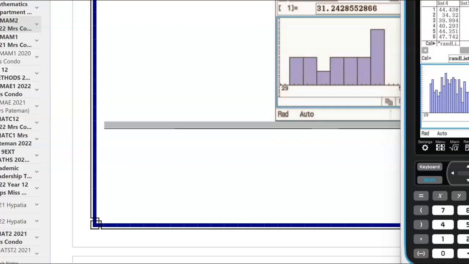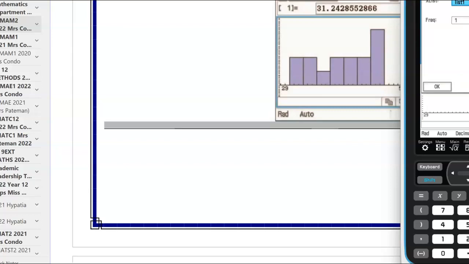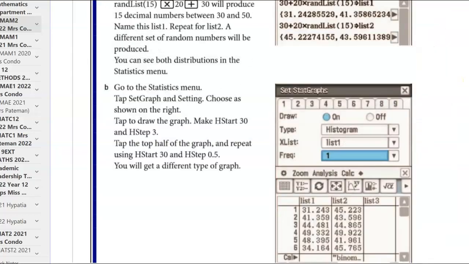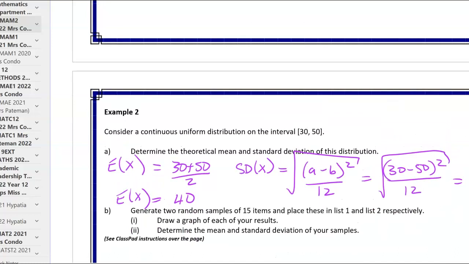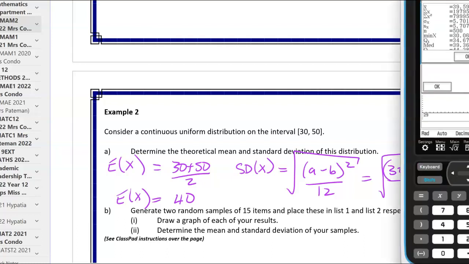Now, if I look at mine, analysis, sorry, not the graph, analysis, get out of the graph, go back to my list, and go calc, 1 variable stats, list 4 is the one that's got 500. There's my mean, and there's my standard deviation, 5.739. Now, what we decided was the theoretical mean was 40 and 5.7. That's pretty close with 500 numbers. Now, for those of you that did 15, did you get close enough or not? Yep. A whole lot closer when you do 250 though.